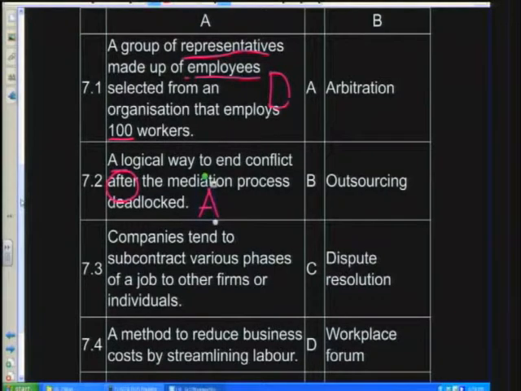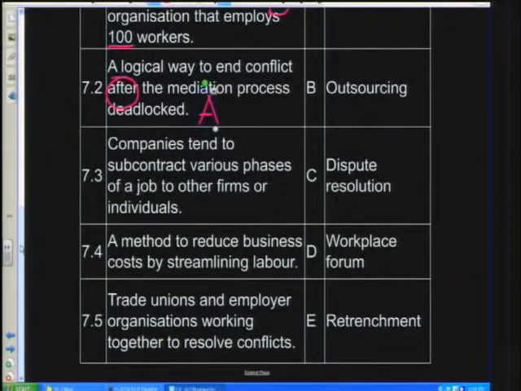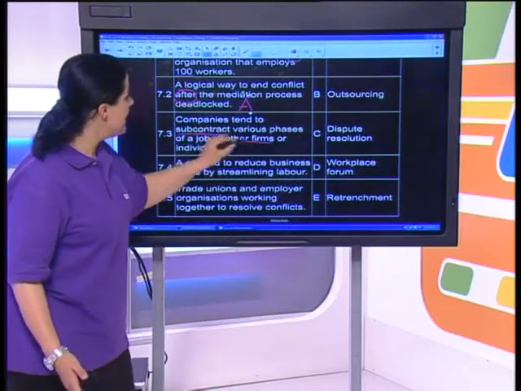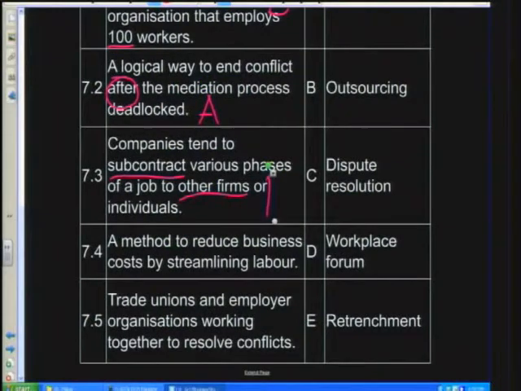A for arbitration. 7.3 says, companies tend to subcontract various phases of jobs to other firms or individuals. Outsourcing. Remember when we said you ask another company or individual to do a certain job for you. So this answer is B.